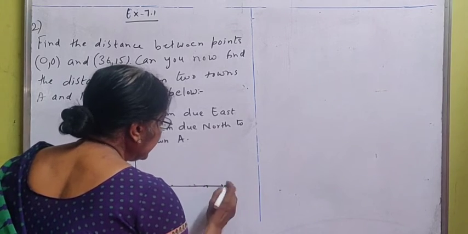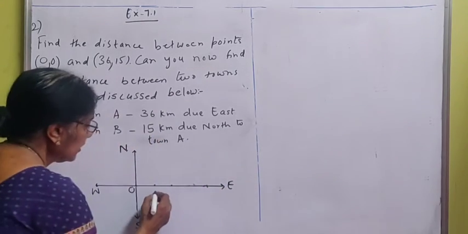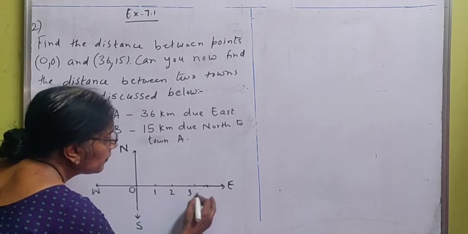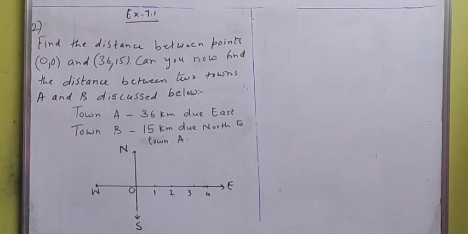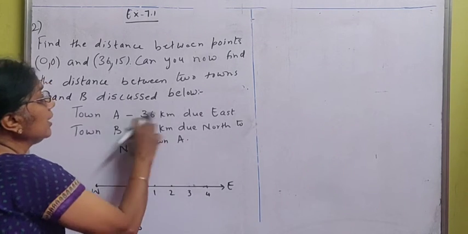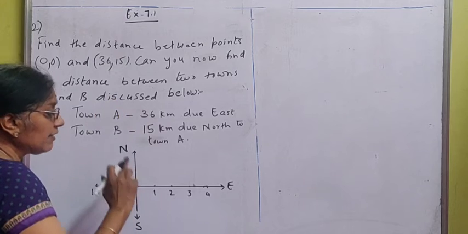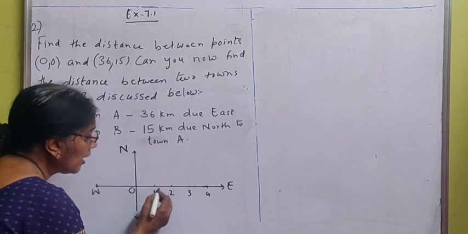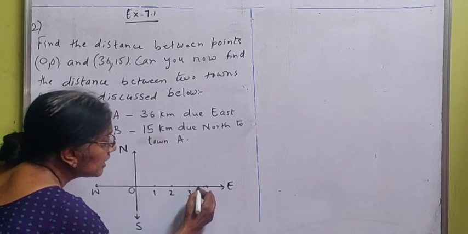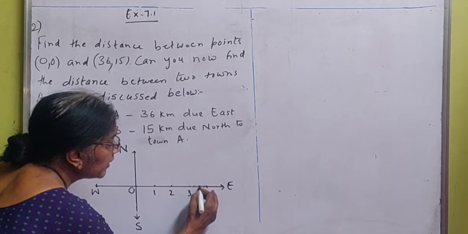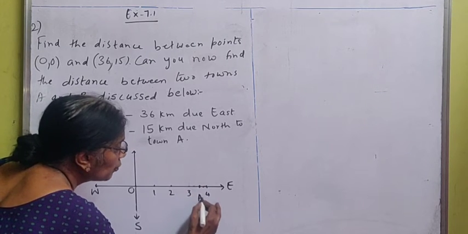So this is the east direction. So 1, 2, 3, 4. What it is, 1 unit is equal to 1 kilometer. So 36 kilometer means it will become 3.6. So 1, 2, 3. 3.6 means this is 3.5 somewhere over here. This is your town A.